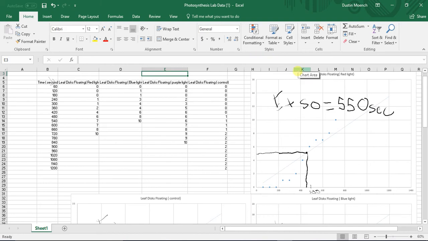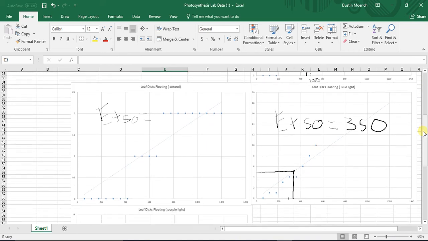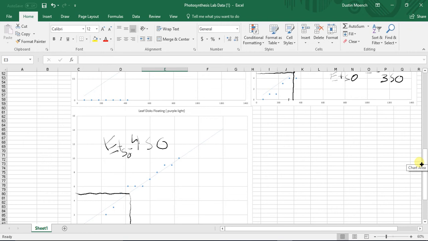So for my red light, my 1 over ET50 value is just going to be 1 over 550. Going down for blue light, 1 over ET50 is just going to equal 1 over 350. And for my purple light, my 1 over ET50 is just going to equal 1 over 450. So now I'm ready to make my final graph.